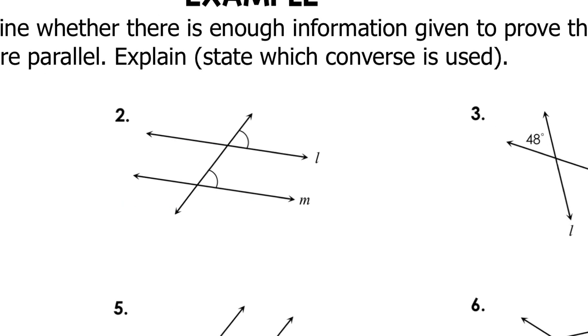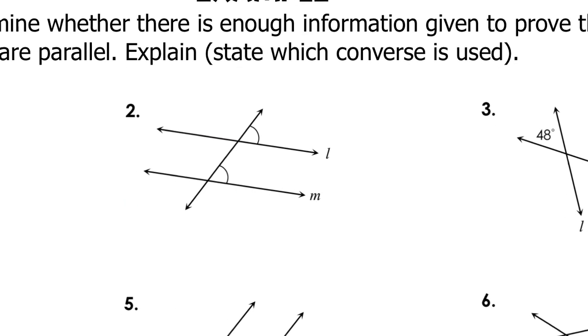All right, looking at number 2. Looking at this, we have two congruent angles, right? Just one arc on both of these angles is telling us that those two are congruent. So are the lines parallel? Well, what type of angles are those? Those are corresponding. So we can say, yes, L is parallel to M using the corresponding angle converse. If you were to write theorem for this, that would be wrong, because we're proving that they're parallel because those two angles are equal.